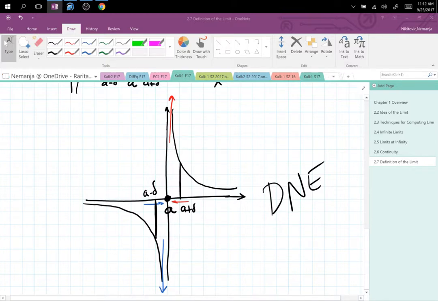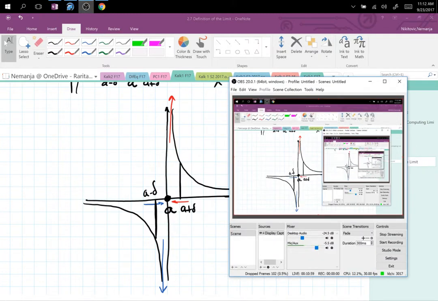Hope you're not disappointed. What do you need to know? You need to know these two graphs and to explain these two graphs, and you also need to know the statement itself. All right, ciao.